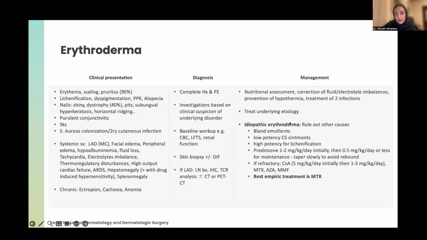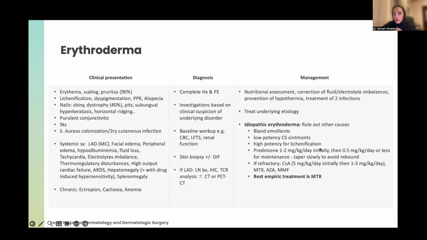In terms of management, obviously they need supportive care, nutritional assessment, hydration, all of that. But you also want to treat the underlying etiology. Obviously I'm not going to go through each and every one, so psoriasis, eczema, etc., but we're going to talk mostly about the idiopathic erythroderma. So once we rule out all other causes, you want to treat them with bland emollients. You can use low potency corticosteroid ointments. You don't want to give them really super potent ointments, but with lichenification, you can give them mid to high potency corticosteroids.